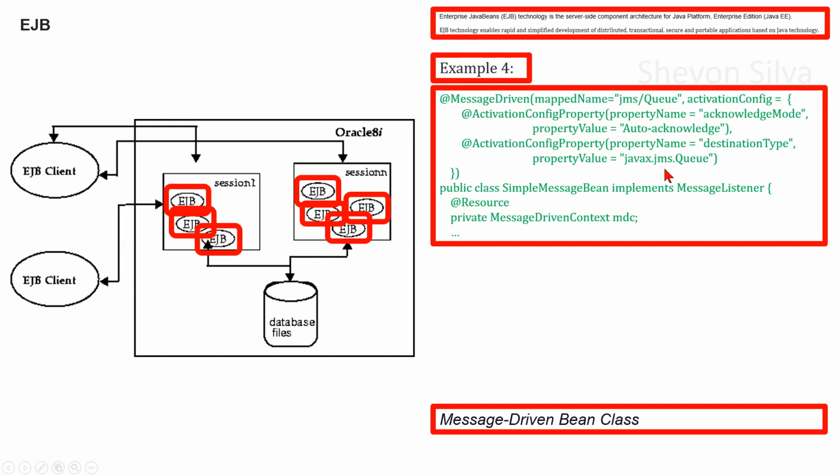A message-driven bean can also inject a MessageDrivenContext resource. Commonly, you use this resource to call the setRollbackOnly method to handle exceptions for a bean that uses container-managed transactions.